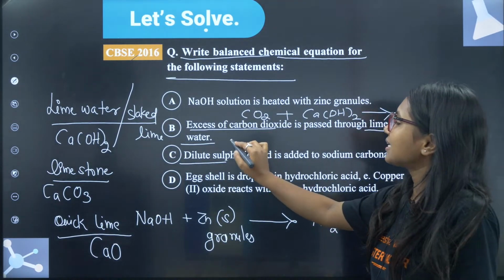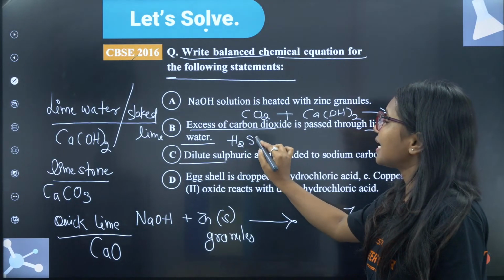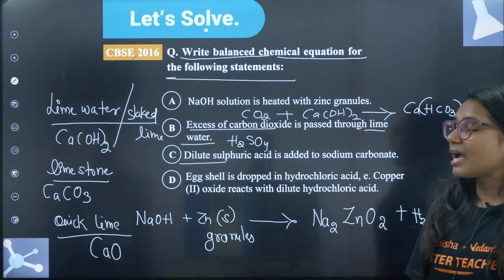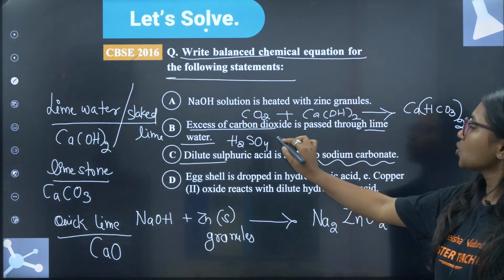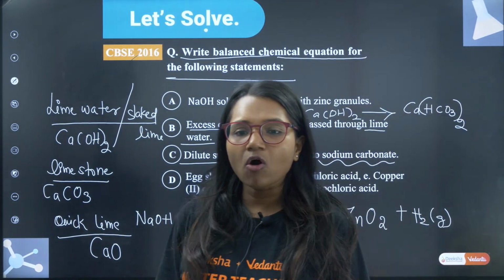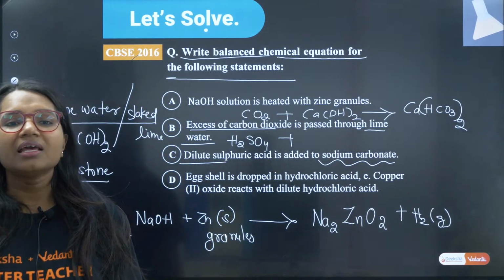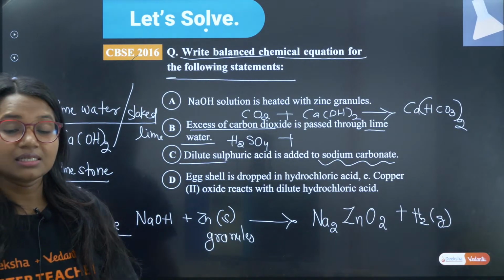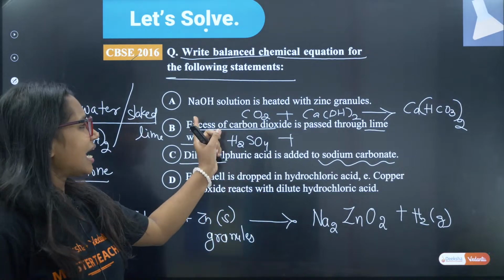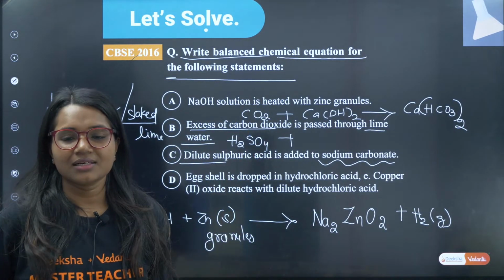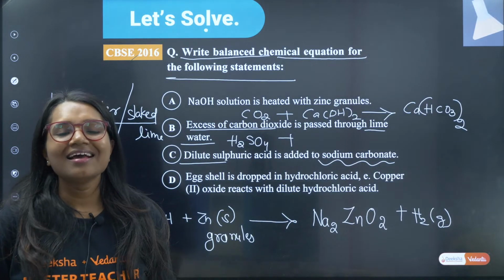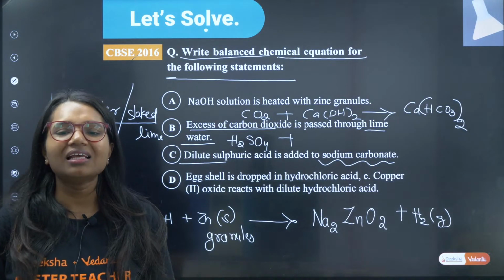Dilute sulfuric acid. What is the formula for sulfuric acid? H2SO4. Dilute sulfuric acid is added to sodium carbonate. Sodium carbonate, what is the formula? Ma'am, is it balanced? Oh, it is not balanced. Absolutely correct. I have written here just the reaction. You have to make it balanced.